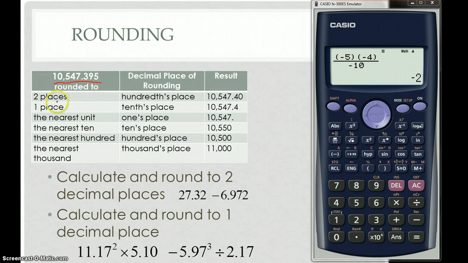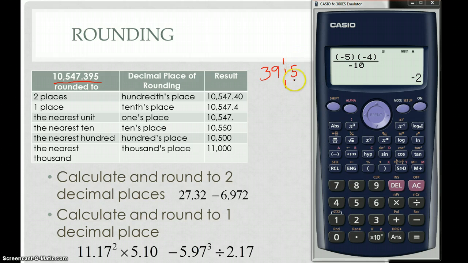So if I say round it to 2 places, I'm talking about round it to 2 decimal places. Right now, it has 3 decimal places. So if I want to round it to 2 decimal places, I'm going to take this 395 and look at the 9 and the 5. I'm basically going to draw a line between the 9 and the 5. And I look at this 5 and I say, is this 5, 6, 7, 8, or 9?